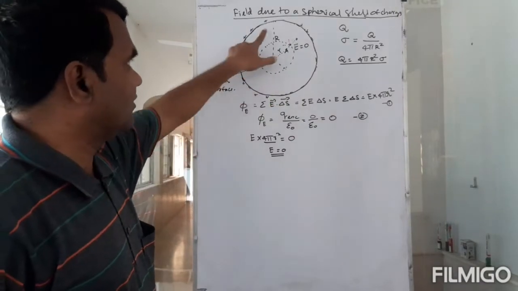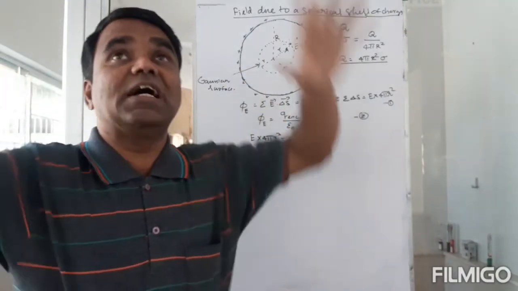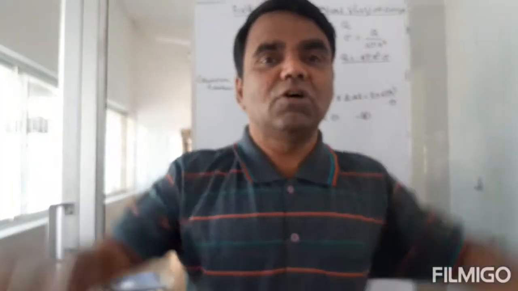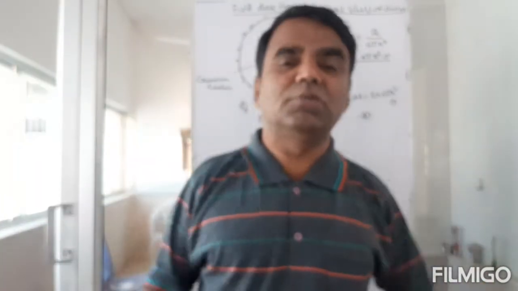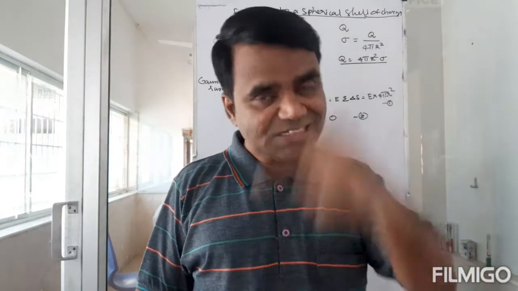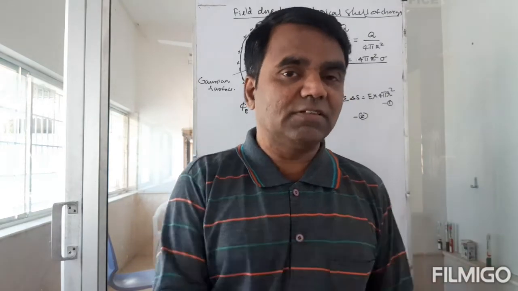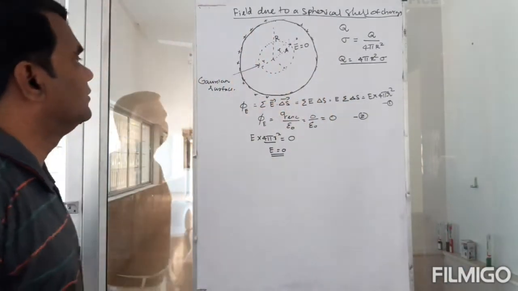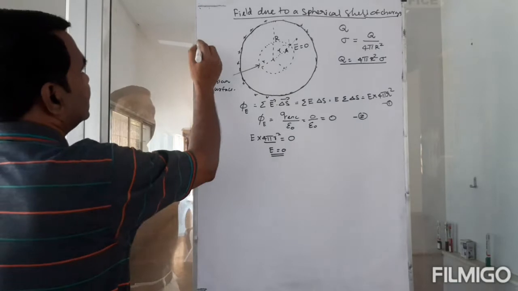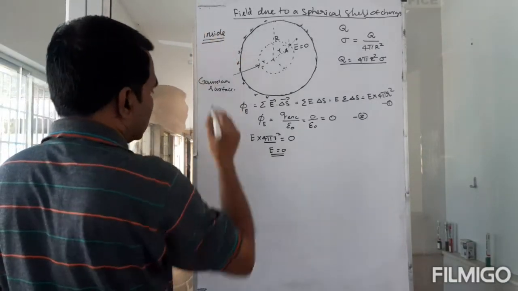Doesn't matter which point I take. So that is an amazing result. You may have lots of charges outside on the shell. You may have 2 coulomb, 10 coulomb, 1000 coulomb, 10,000 coulomb. Doesn't matter. But if you are inside the shell, there is no electric force on you. That's the thing. Okay? And that is for inside the shell. What about outside?